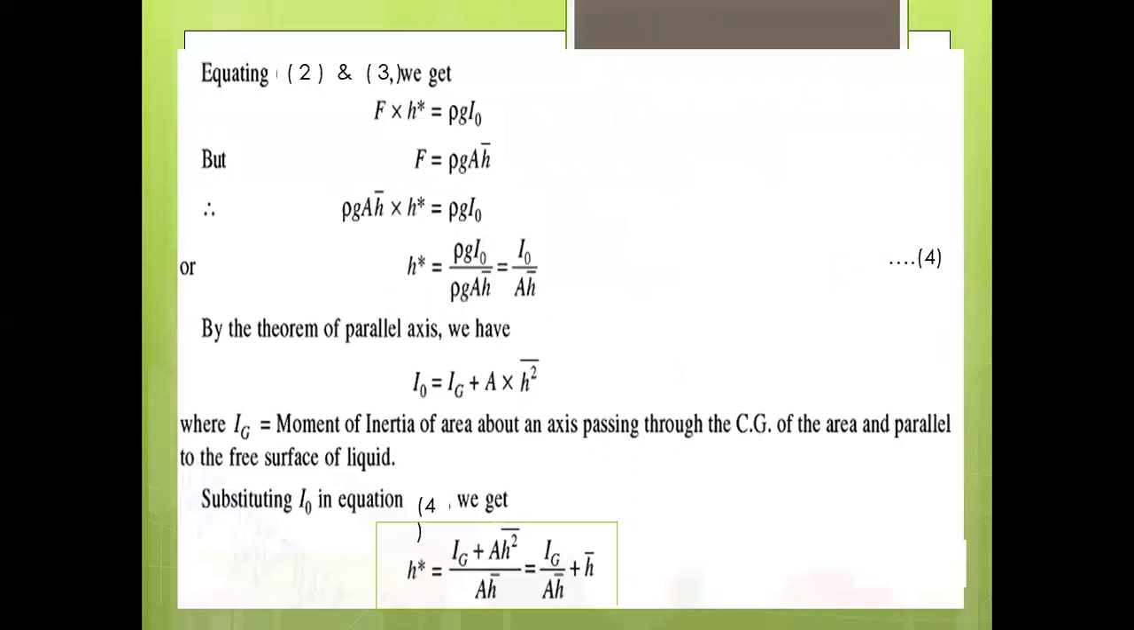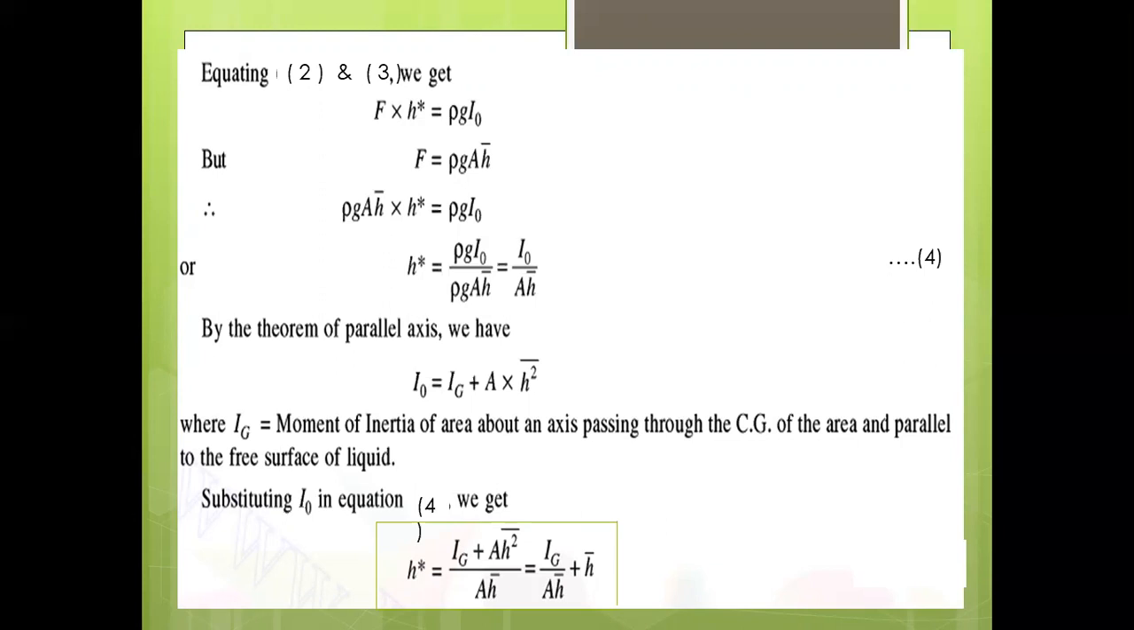Now equating these two equations, that is equation 2 and equation 3, we will get F into h star is equal to rho g I0, but the total force, that is F, is equal to rho g A h bar. Therefore, by putting this value, rho g A h bar into h star is equal to rho g I0, or h star is equal to I0 upon A h bar.